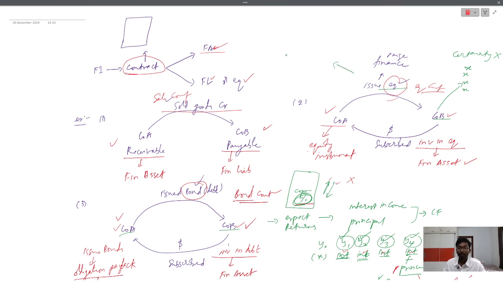Why? Well, because company B has invested in equity, right? So here the nature of equity investment is such that company A has no obligation, no obligation to pay certain amounts to company B. Why? Well, because the name itself suggests that equity is residual interest. Residual means whatever is left.